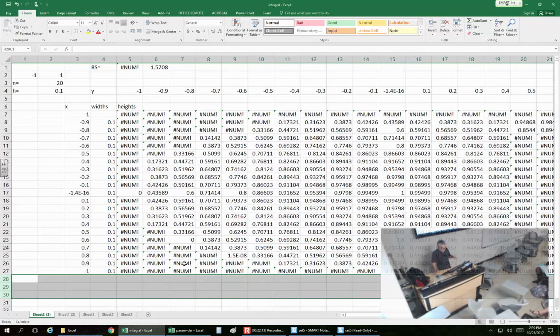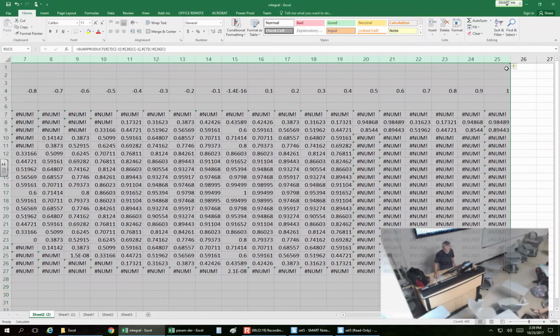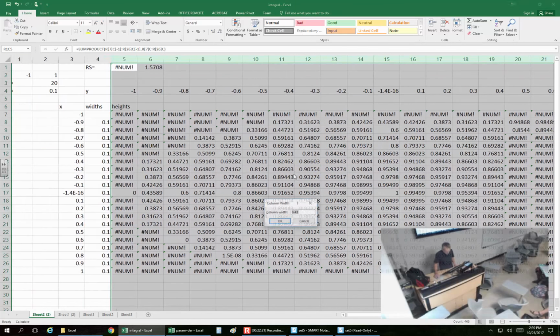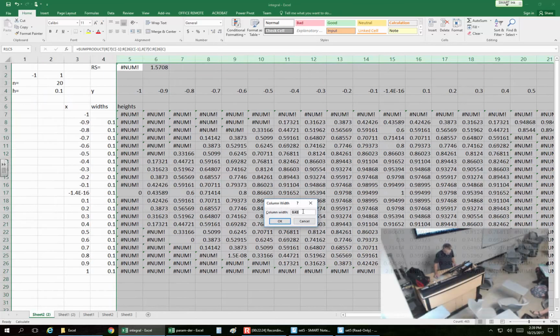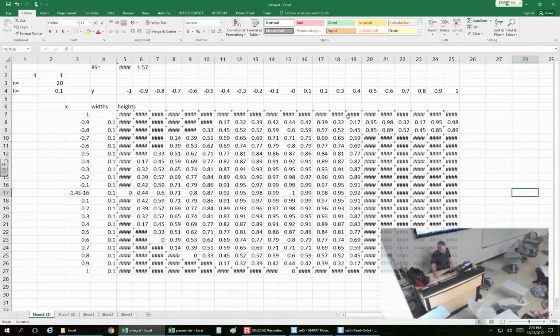You see what's in the middle? Probably I could do a better job like this. If I just change the column width to some more reasonable number, let's see, 5 maybe. Okay. So what are we seeing here? Values outside the domain. That's right.